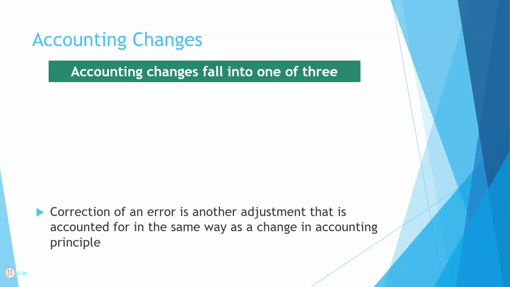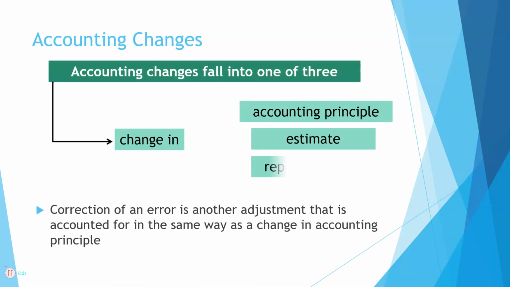So, accounting changes. When we have accounting changes, we actually have four things that can happen. We can have a change in accounting principle, a change in estimate, a change in reporting entity, and an error. Remember, an error is always treated the same as a change in accounting principle. It's not the same, but it's treated the same.